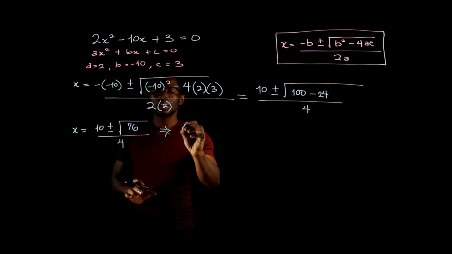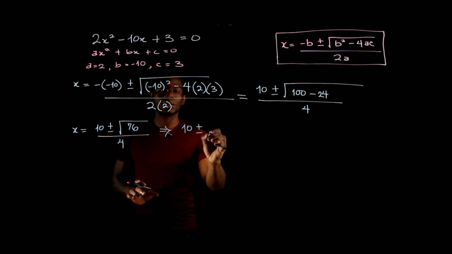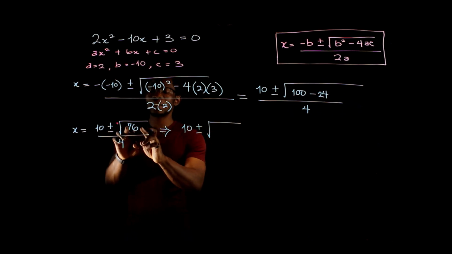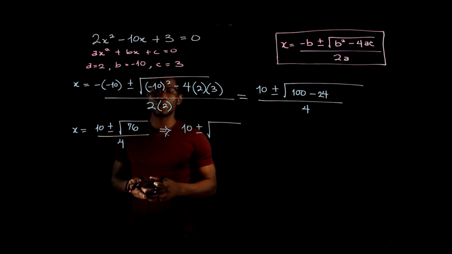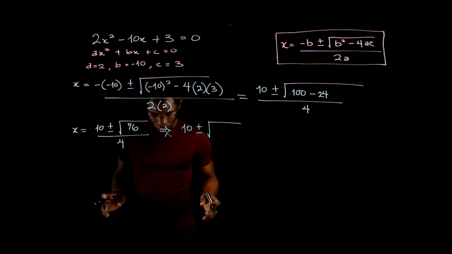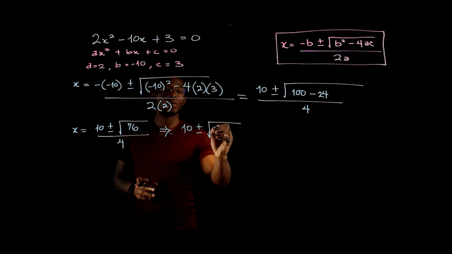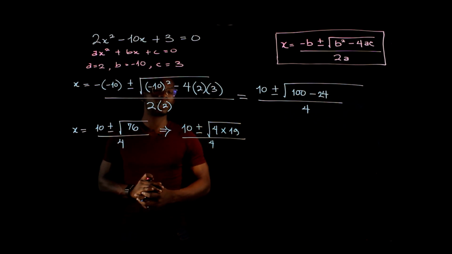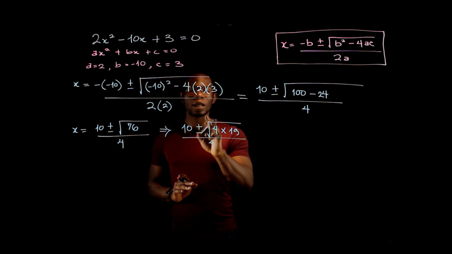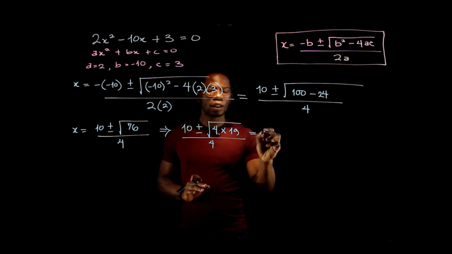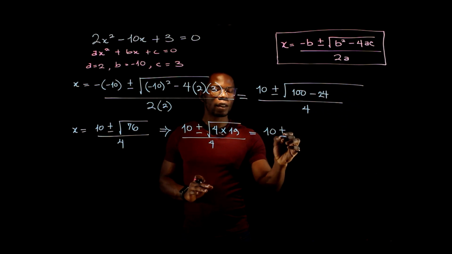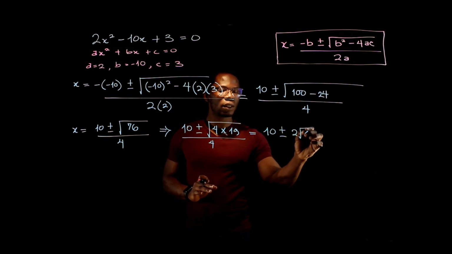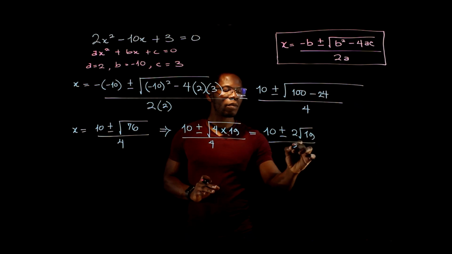So this becomes 10 plus or minus. Now we can rewrite 76 to make it easy for us. And that's equal to 4 multiplied by 19, all divided by 4. So now we can bring 4 out of our square root. And this becomes 10 plus or minus 2 root 19 divided by 4.